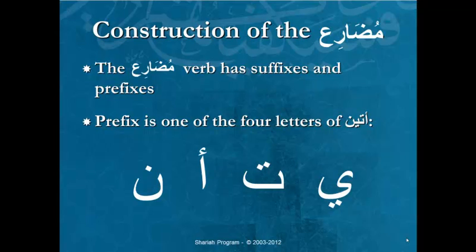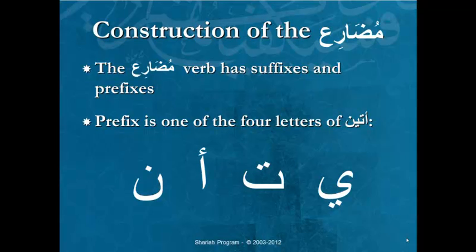The perfect one does not have the prefix. Now, instead of having a single letter throughout all 14, we have these 4 letters. But since the conjugations are 14, they're going to need to be used more than once. They're going to need to be recycled. So the ya comes in 4 of them, and we'll mention on the next slide which 4.